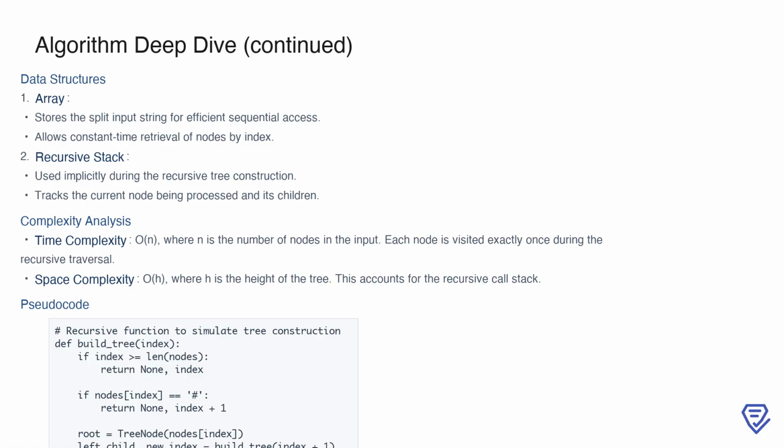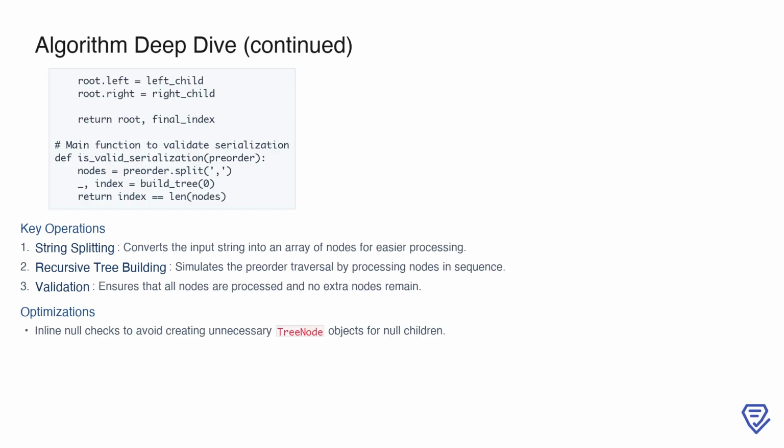Here's a quick pseudocode outline of the recursive function. The function build_tree takes the current index as an argument. If the index exceeds the array length, it returns null. If the current node is a hashtag, it also returns null and moves to the next index. Otherwise, it creates a new tree node, recursively builds the left and right children, and then updates the index accordingly. After constructing the left and right subtrees, the function assigns them to the respective child pointers of the current root node and then returns the root along with the updated index.